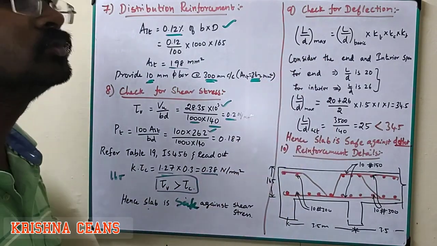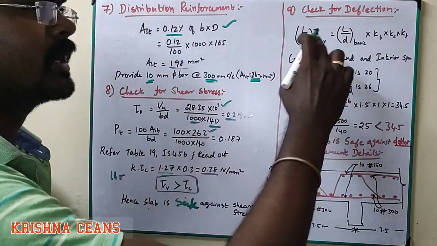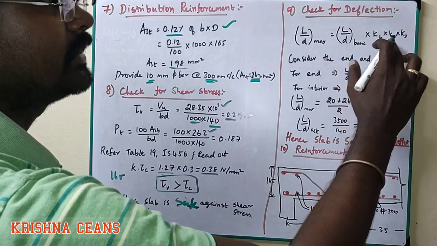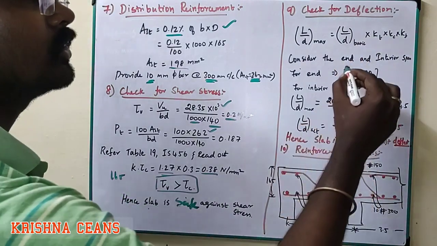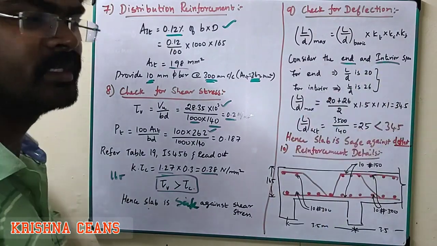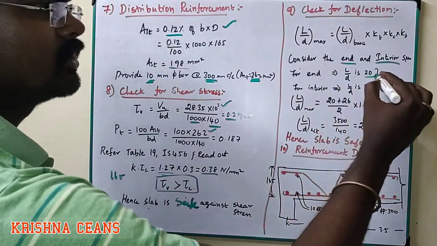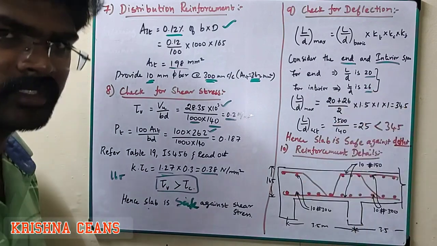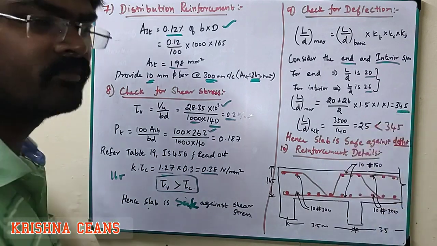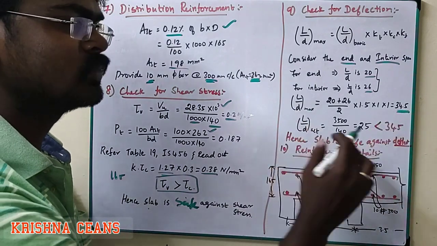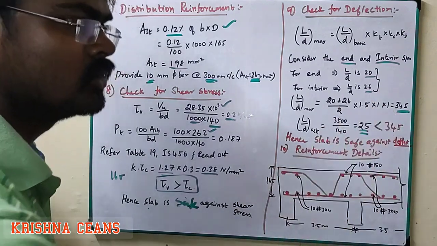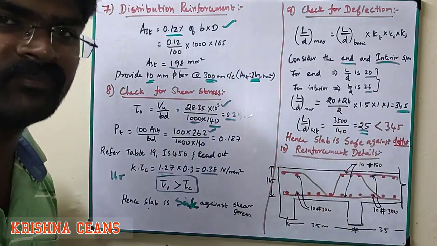So next we will need to check deflection control. So maximum deflection, actual deflection. So the maximum deflection formula is L by D basic into Kt into Kc into Kf. Here we need to consider two places, one is the end and another one is the interior. So for the end we will get 20, for the interior we will get 26. So L by D max we got 34.5, then L by D actual we will get 25. So your actual is 25, maximum is 34.5. So it is safe against deflection.